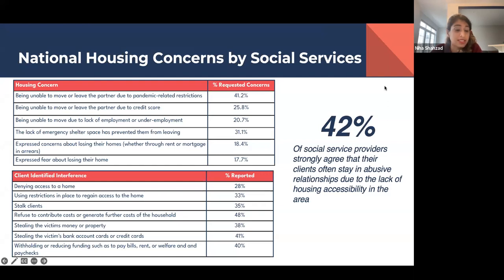Another reason they were unable to move is lack of employment or underemployment, and the lack of emergency shelter space that prevented them from leaving. This increased as well during COVID, because we saw that a lot of shelters during COVID were over capacity.